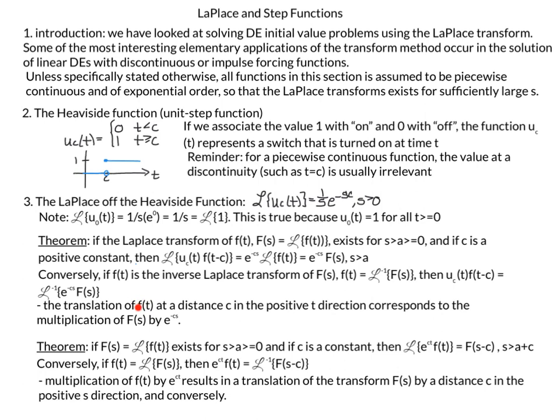So the translation of f of t at a distance c in the positive direction corresponds to multiplying the Laplace transform by e to the minus cs, and that's what this theorem here says. A shift to the right by c units multiplies the Laplace transform of f of t by e to the minus cs. And then we had this other theorem that said multiplication of f of t by e to the ct results in a translation of the Laplace transform by a distance c in the positive s direction. So again, if we multiply our function f of t by e to the ct, the Laplace transform, so F of s, gets shifted over by c units to the right.